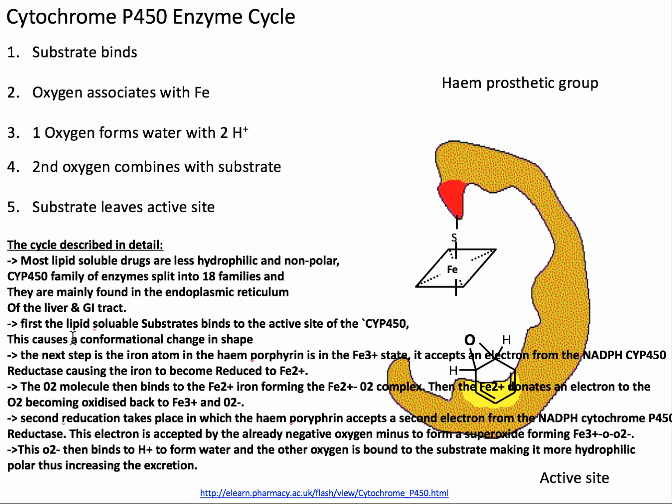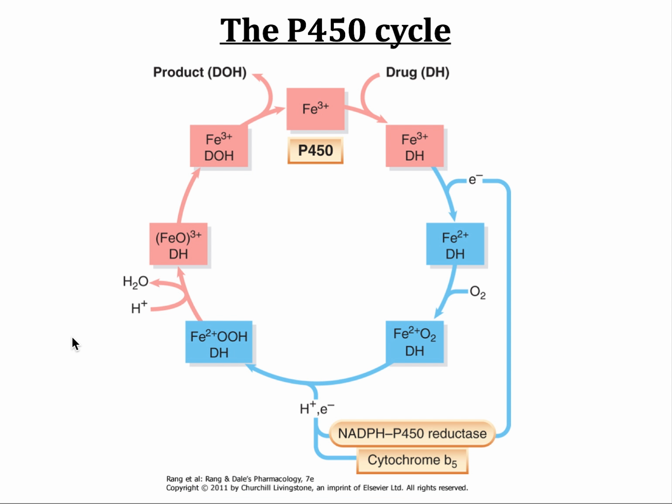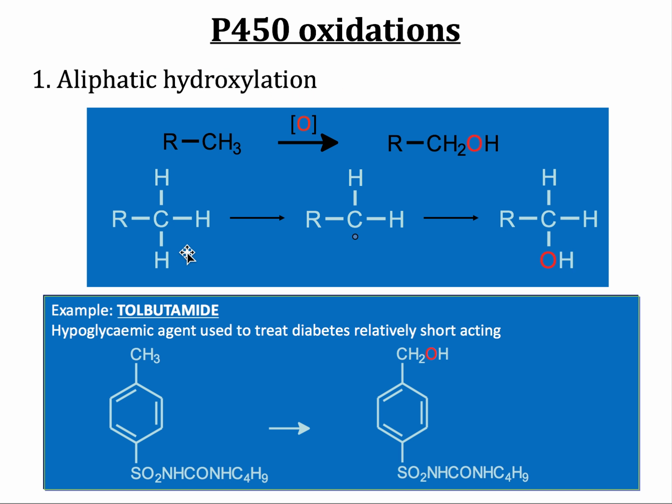Yep, so let's move on. So this is the P450 cycle. This is basically what we explained earlier. Now, we'll go into the different types of oxidations in a bit more detail. So aliphatic hydroxylation is the first one.